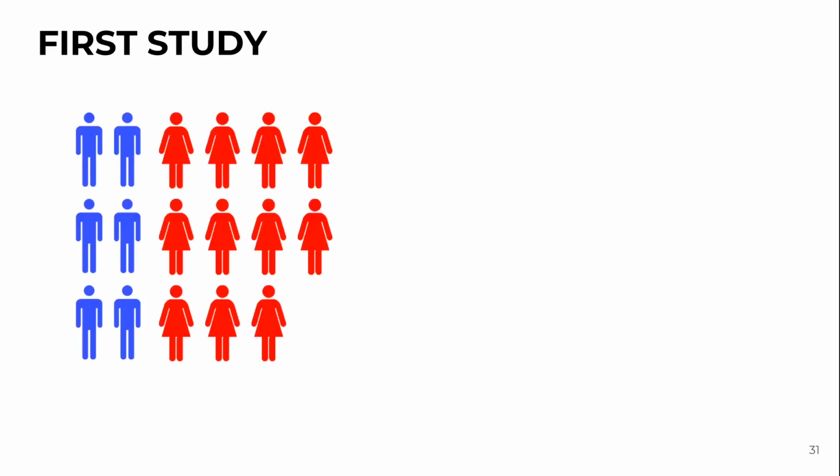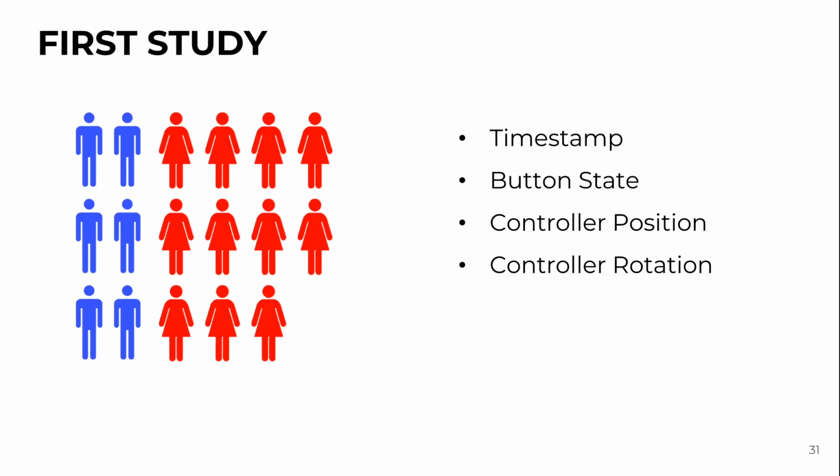We ran 17 participants, 11 female, through the experiment, recording the timestamp along with the state of the selection button, the position and rotation of the controller, and the position and rotation of the headset at 90 Hz. We later used these recordings to create user-specific trials and templates for our analysis. We saw many interesting results, but I'll focus on a few key results today.